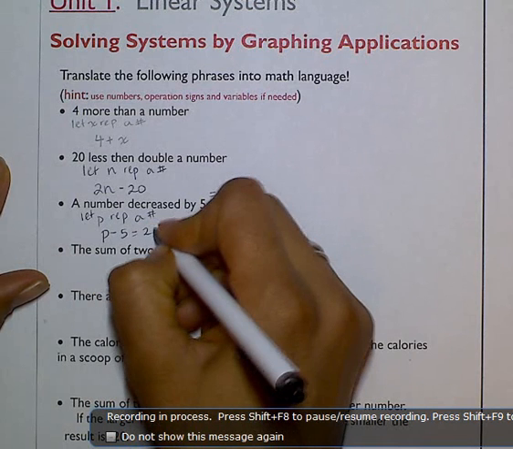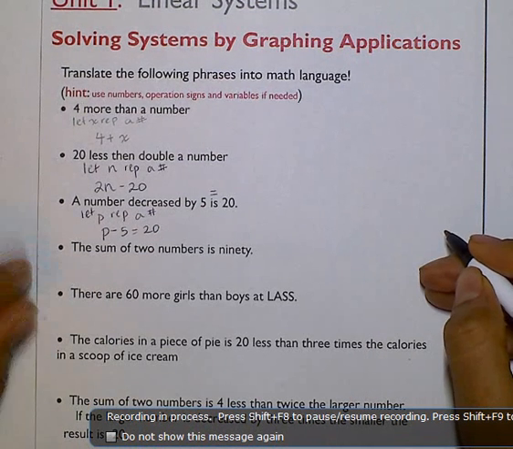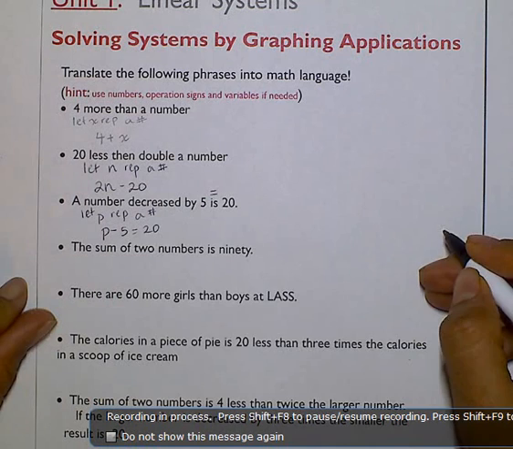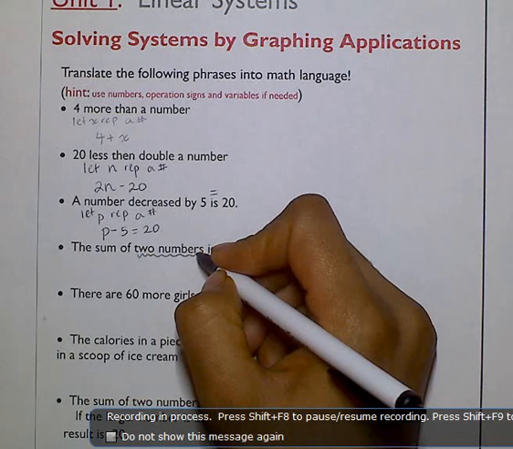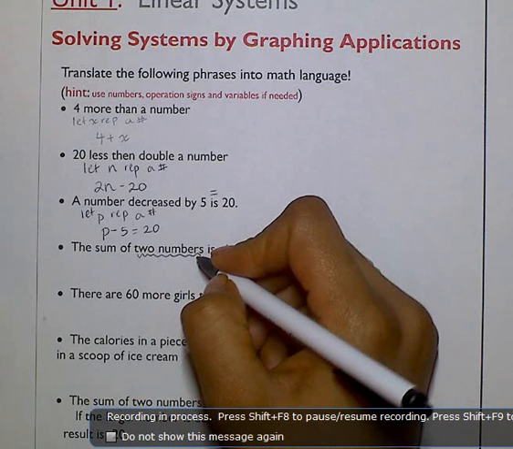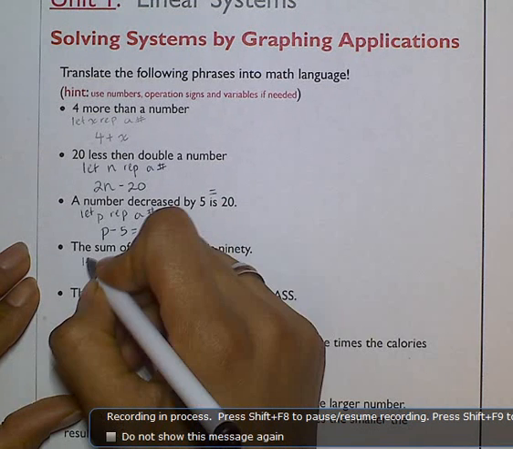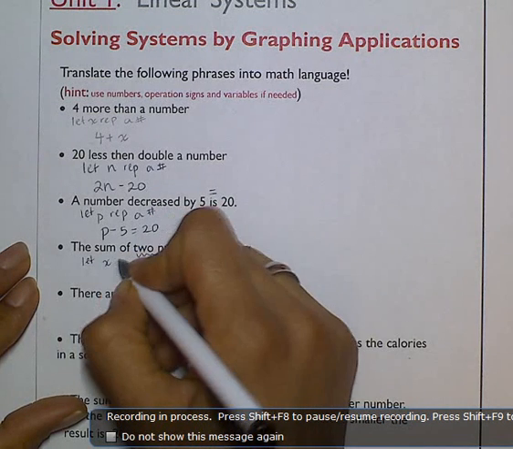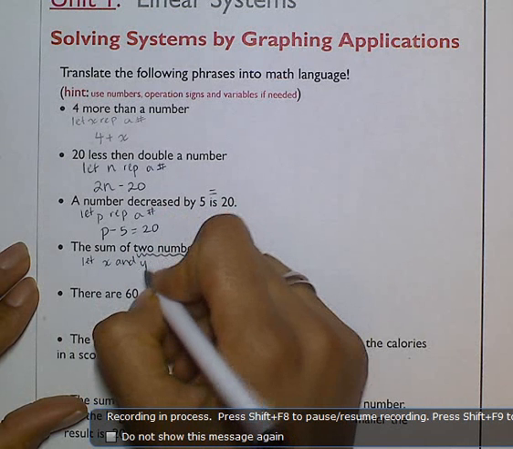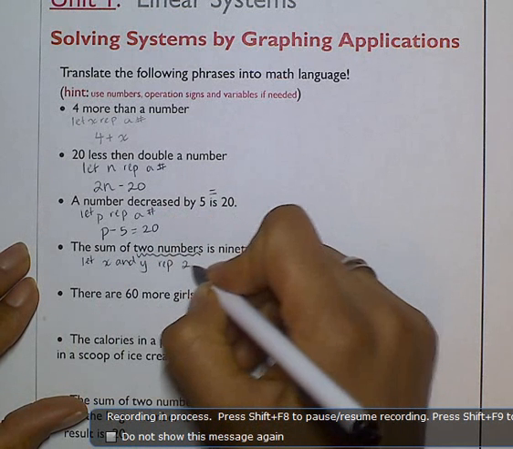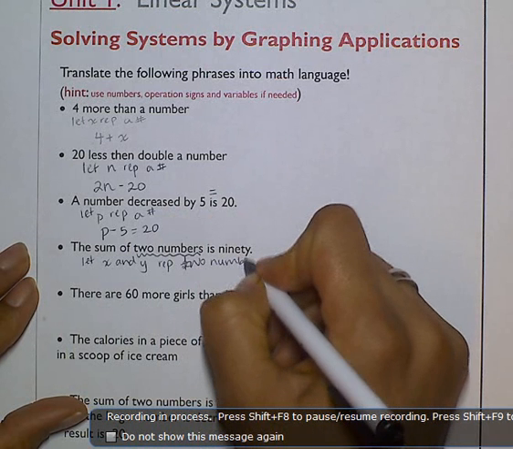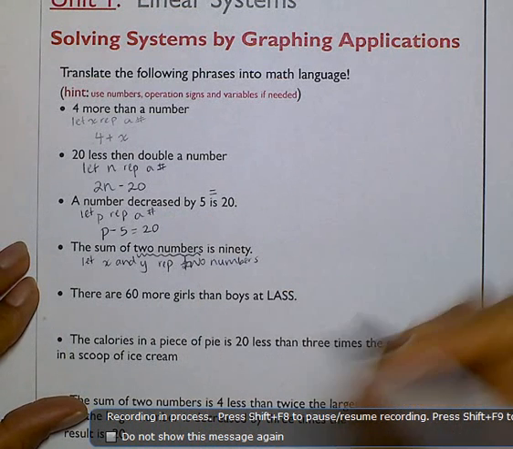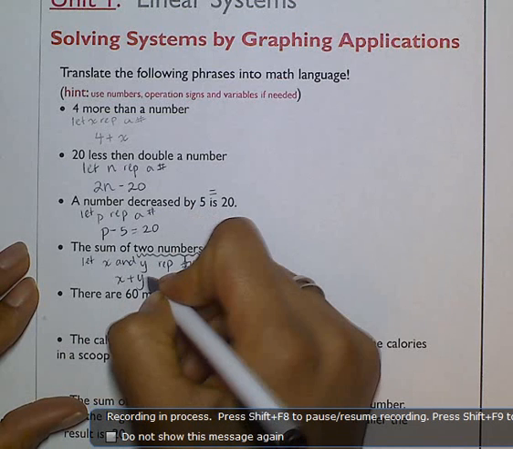Sum of two numbers is 90. So in this case, I have two numbers that I need to introduce. So I need two letters. So my let statement should have two letters in it. So I'm going to say let x and y represent two numbers. So the sum of two numbers is 90. Sum of two numbers is equal to 90.